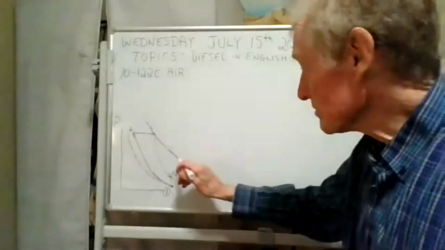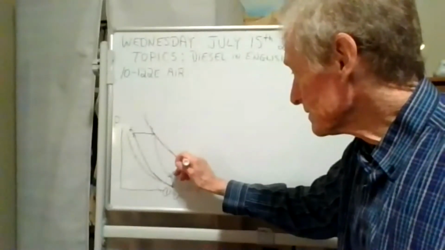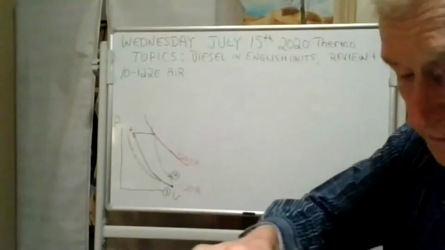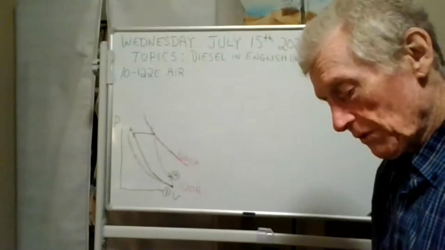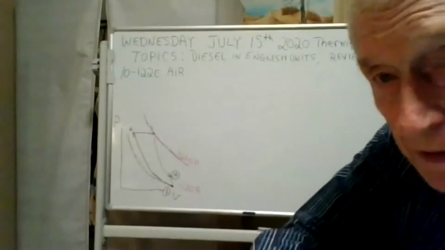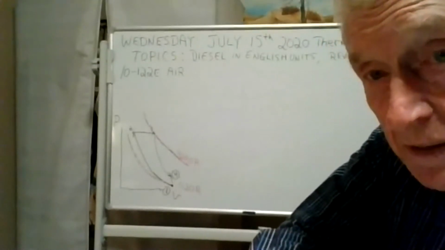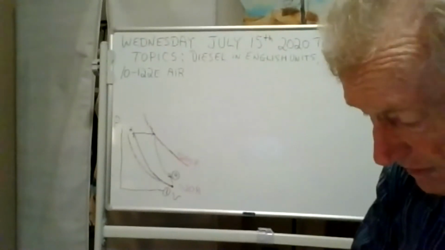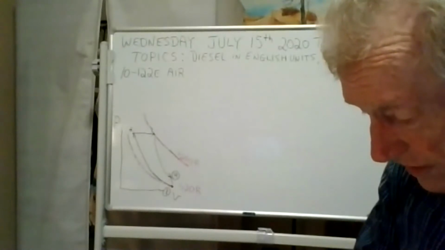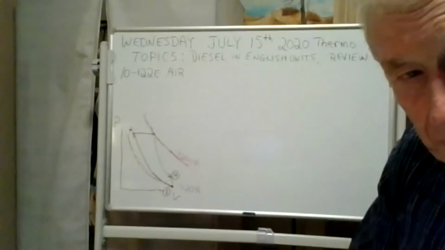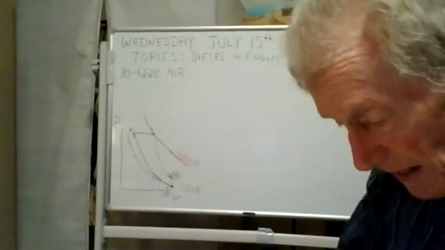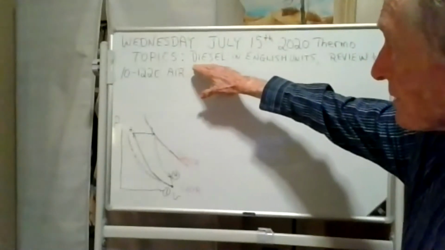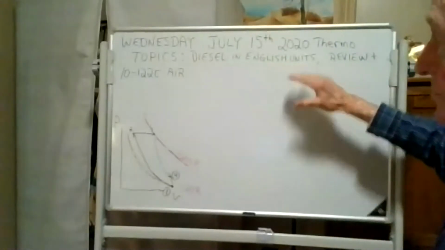Now that there is 3200. That's your maximum temperature. And what we did, here, let me get that. We did a diesel cycle last time on Monday. Today's Wednesday, but it was in SI. We're going to do one in English. Our first topic today is a diesel cycle in English units.